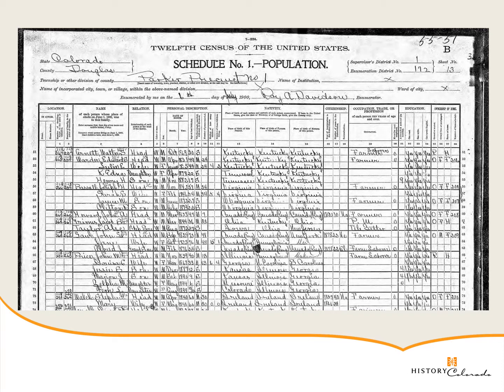Next column is number of months in school, followed by can they read, can they write, can they speak English, and then house status as far as rented or owned. And then the next one is mortgaged or free and clear. And the next one is house or farm. And the last column is what number it is on the farm schedule.